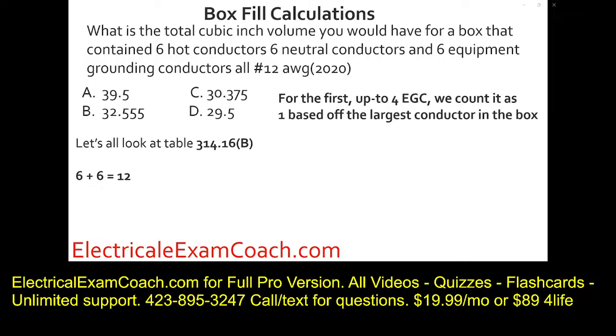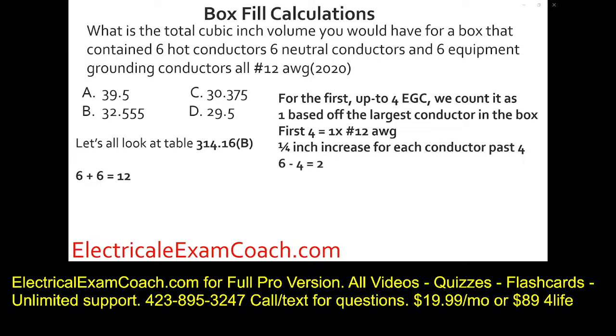For the first 4, it's going to count as 1. So we need to figure out how many we are past 4. We have 6 total, minus that 4. That means we are 2 past 4. For each one of those, it's going to be a 1/4 inch increase. Take 2 multiplied by 0.25, that equals 0.50. Then we have our 1 original, then we have 0.50 add-on. So that gives us 1.50 grounds.